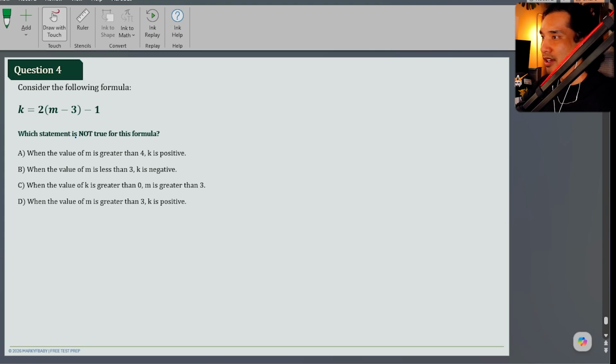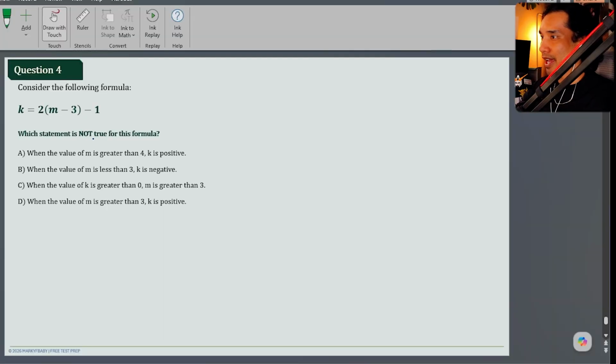Okay, this is tricky. We were always looking for statements that were true. Now we're looking for something that is not true. This will mess with your head when you are taking the test. Just like me, this messes with my head even while I teach it. Okay, so I am going to underline not true. We have to remember that.